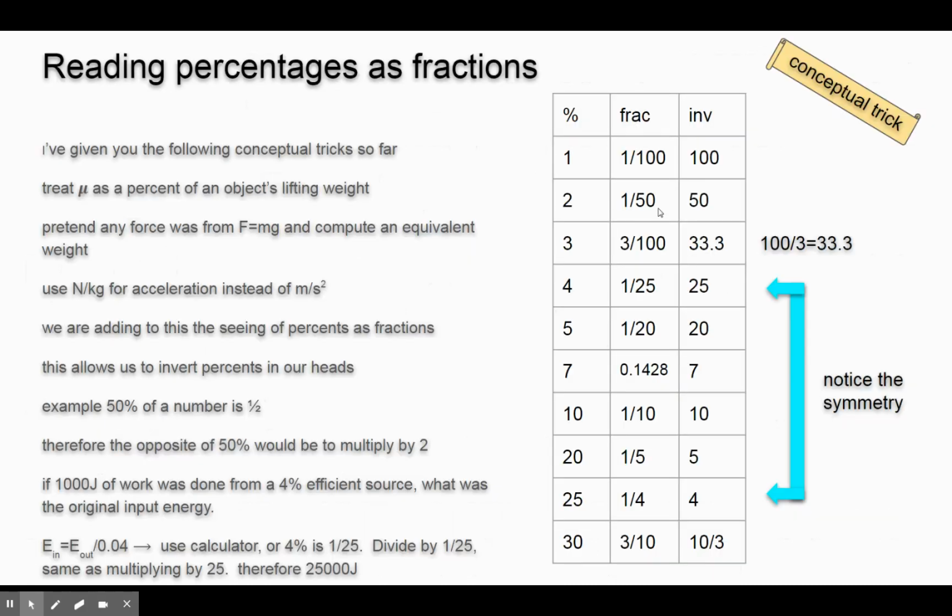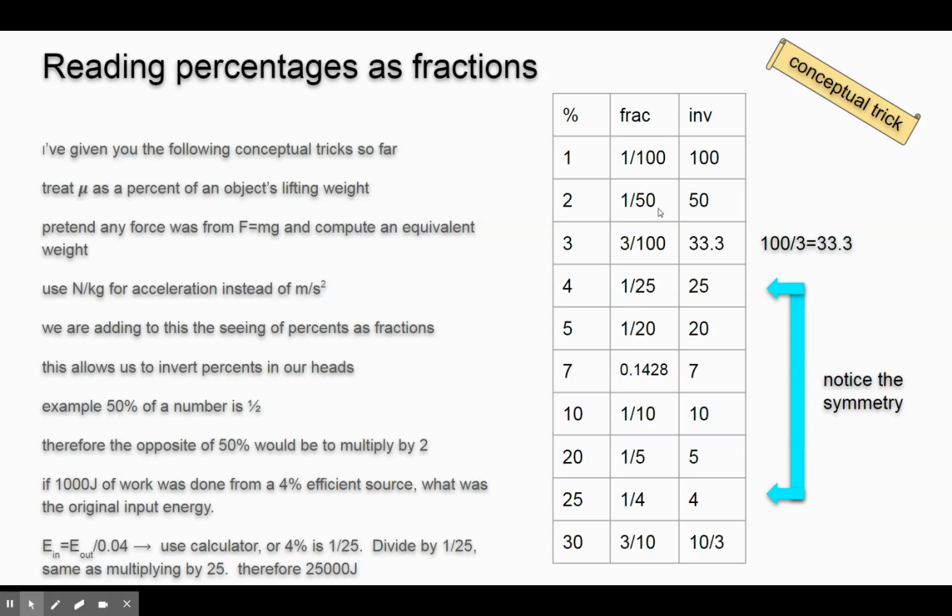A neat conceptual trick. I've been pushing conceptual tricks for you since the beginning of the course to help you be one with the force of physics. Treat mu, the coefficient of friction, as a percent of an object's lifting weight. Pretend any force you see in newtons came from gravity. Divide it by 10 and pretend it's a kilogram mass, and you have an intuitive understanding. Write accelerations as newtons per kilogram when you're trying to understand how force is spread.